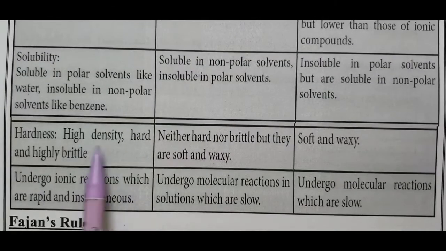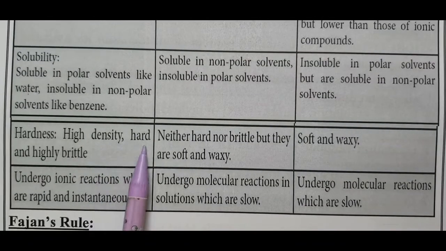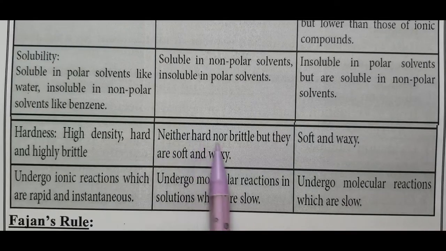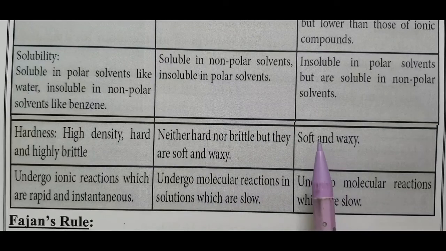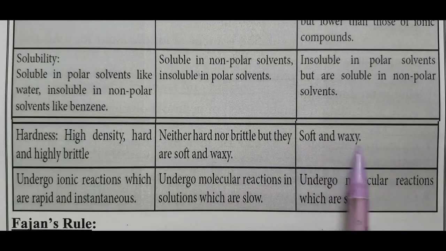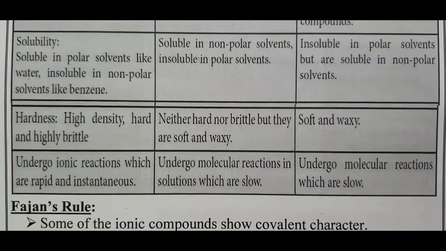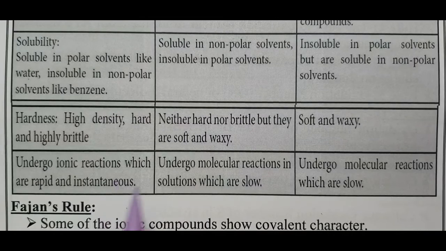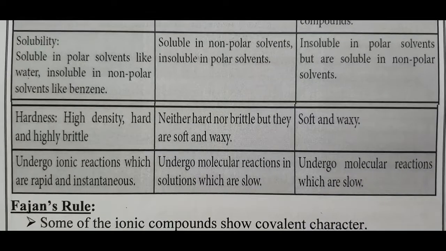Hardness: ionic compounds have high density, are hard and highly brittle. Covalent compounds are neither hard nor brittle, but they are soft and waxy. Coordinate compounds are soft and waxy. Come to the reactions. Ionic compounds undergo ionic reactions which are rapid and instantaneous. Covalent compounds undergo molecular reactions in solutions which are very slow. Coordinate compounds undergo molecular reactions which are very, very slow.